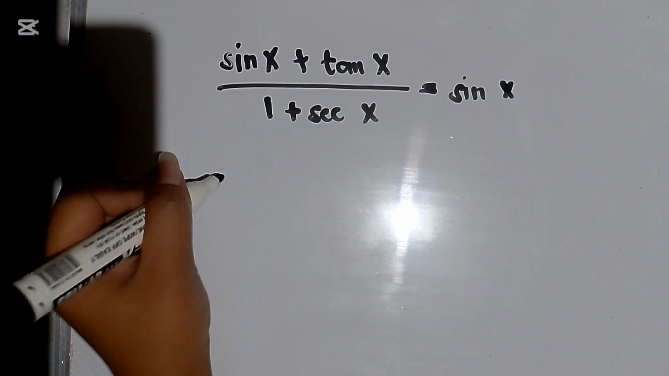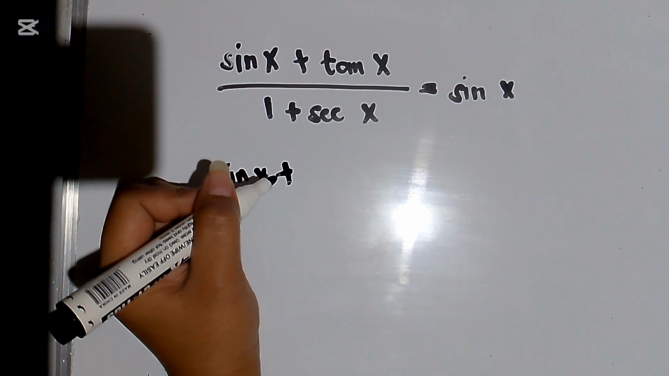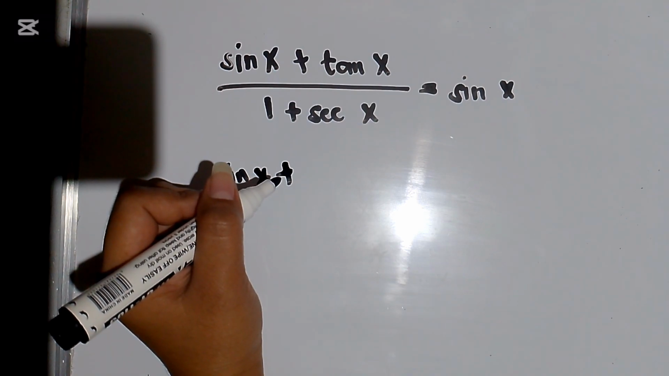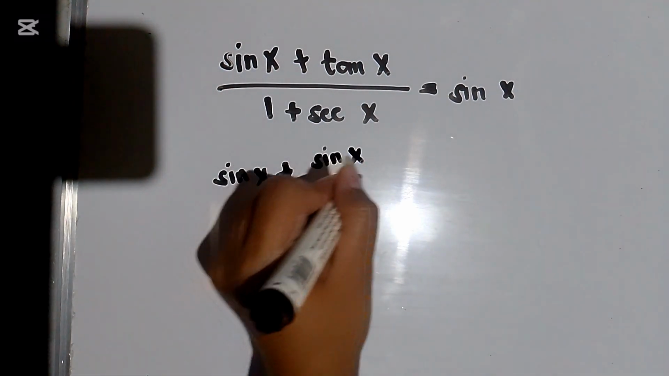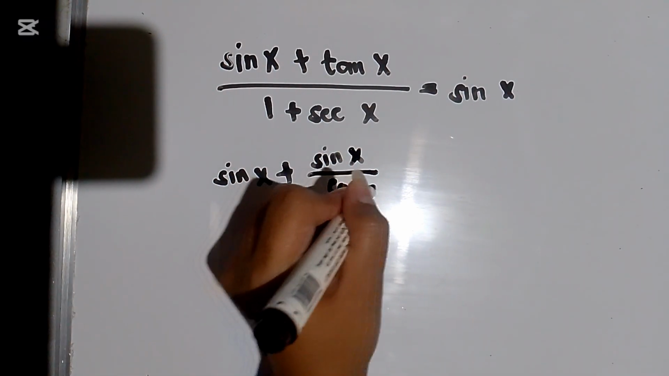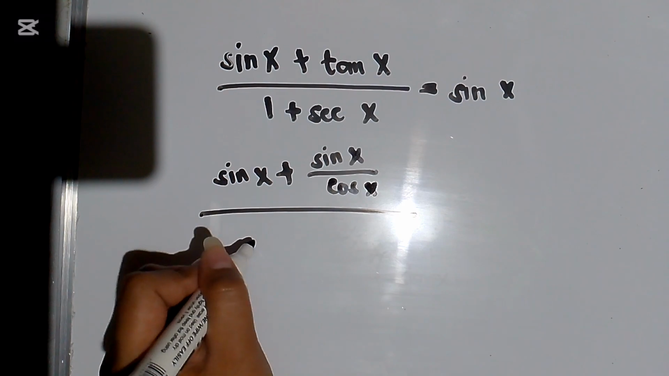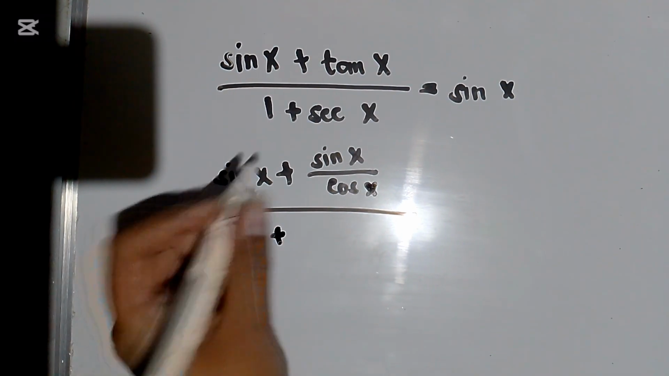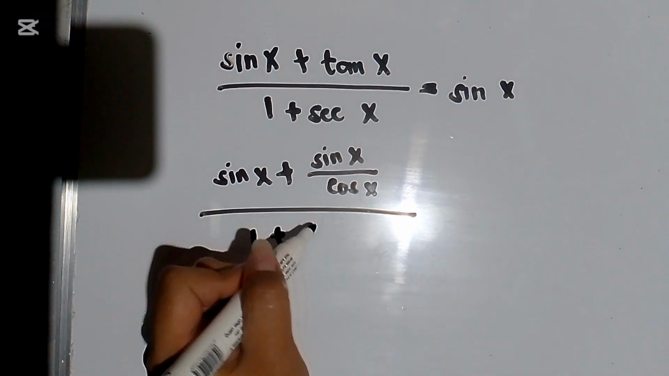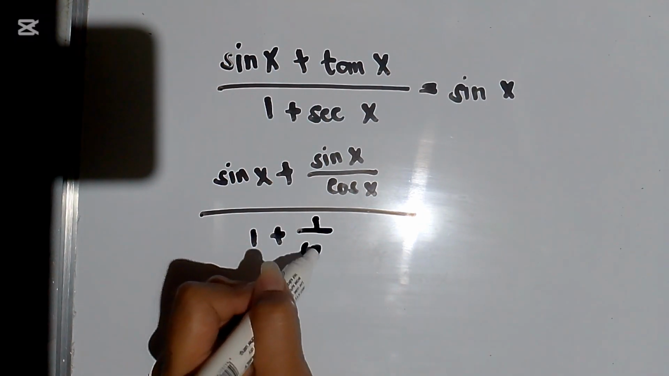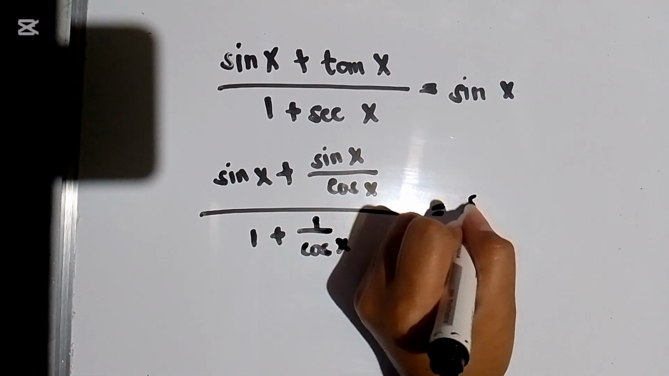Let's just copy sin x plus tan x, in terms of sine and cosine, which is sin x over cos x, over 1 plus the secant value in terms of sine and cosine, which is 1 over cos x. And just copy the sin x.